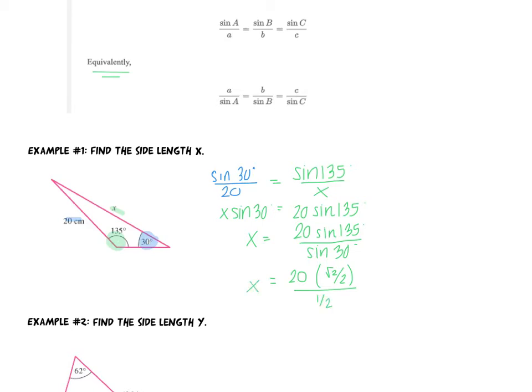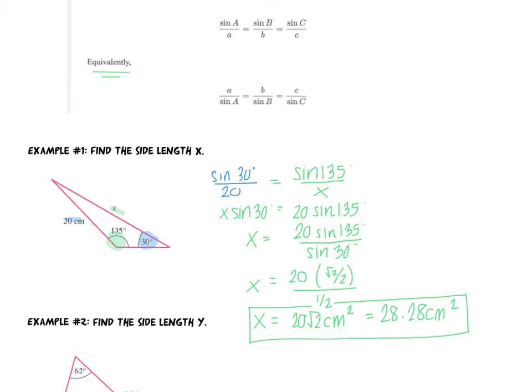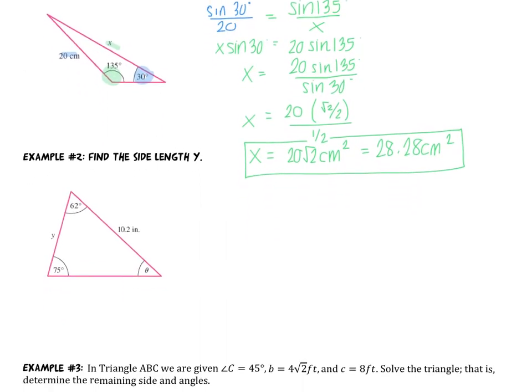So if we asked for the exact answer, once you simplify this, it would become 20 root 2 centimeters. And if we asked for the approximate, you could give the decimal, which is about 28.28 centimeters. So it's really not that difficult. Just make sure when you set up your proportion, there's only one unknown, and you have all the sines either on top or all the sines on the bottom. Okay, let's do another one.